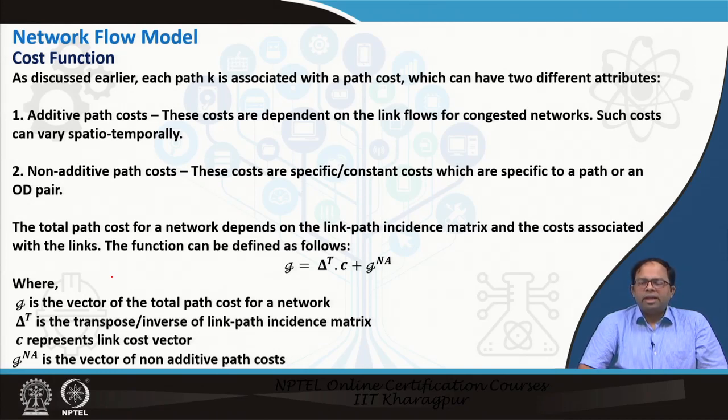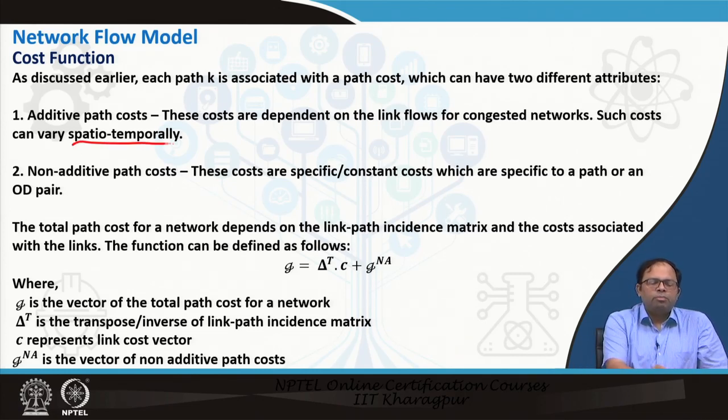That means when the link is more congested, the cost actually increases. So, this cost varies spatio-temporally. That means in each link and in different time periods, we will see the cost vary. So, when flow increases, the cost of that particular link increases.